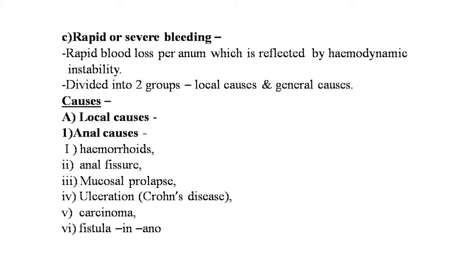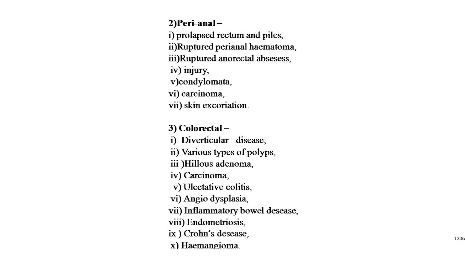Now the causes. First are the local causes, anal causes: hemorrhoids, anal fissure, mucosal prolapse, ulceration, that is Crohn's disease, carcinoma and fistula in ano. Second is perianal: prolapse rectum and piles, ruptured perianal hematoma, ruptured anorectal abscess, injury, condylomata, carcinoma and skin excoriation.